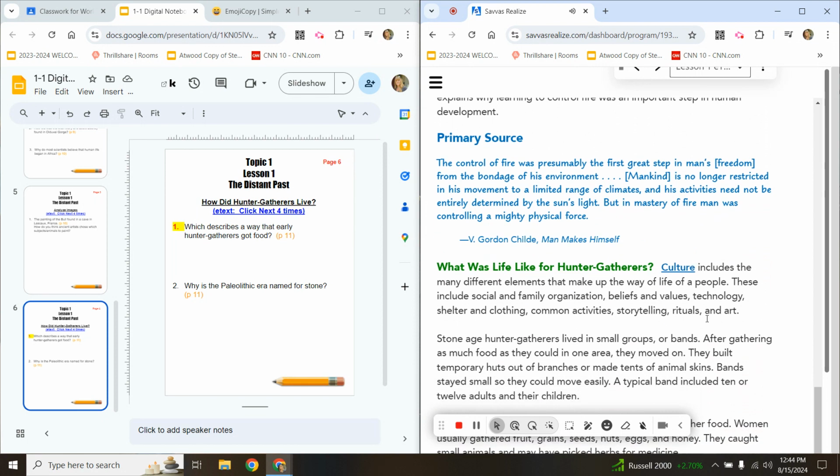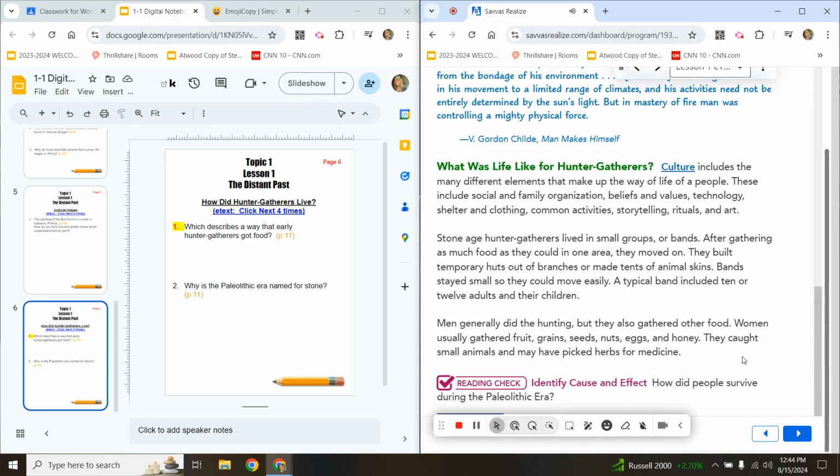What was life like for hunter-gatherers? Culture includes the many different elements that make up the way of life of a people. These include social and family organization, beliefs and values, technology, shelter and clothing, common activities, storytelling, rituals, and art. Stone Age hunter-gatherers lived in small groups or bands. After gathering as much food as they could in one area, they moved on. They built temporary huts out of branches or made tents of animal skins. Bands stayed small so they could move easily. A typical band included 10 or 12 adults and their children.